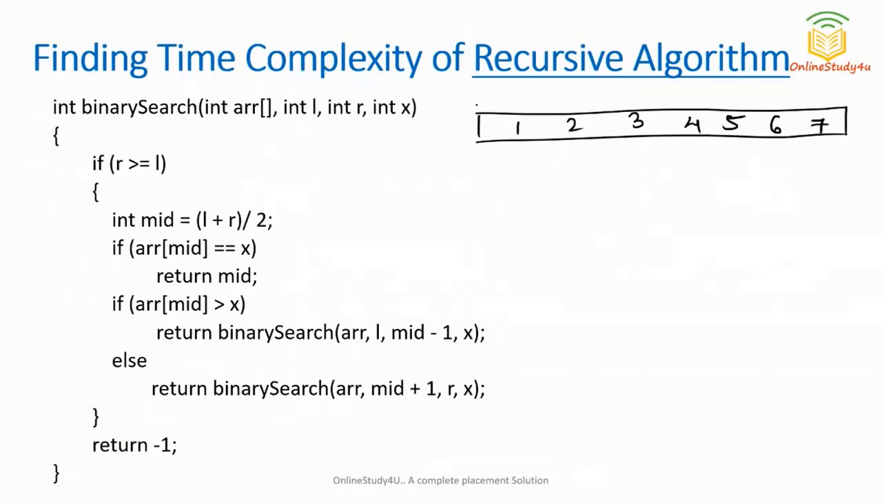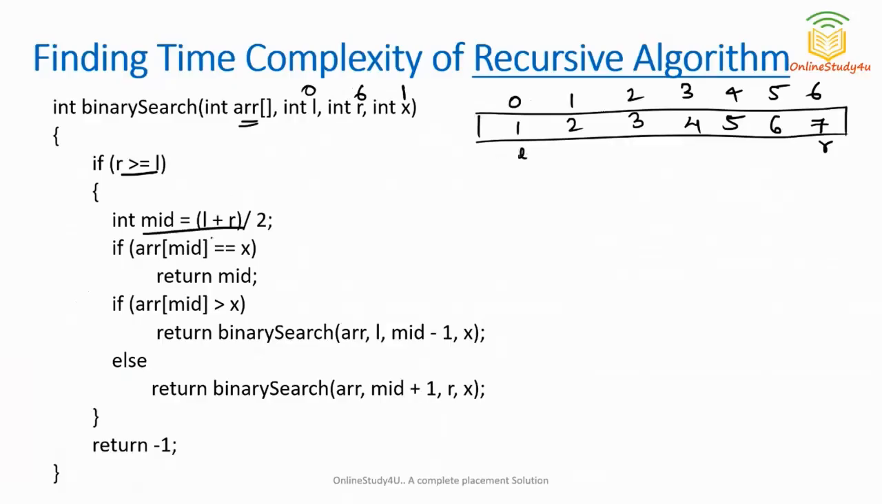So this is the array. These are the indexes 0, 1, 2, 3, 4, 5, 6. Suppose we want to search for the element 1. So x is 1, left is 0, and right is 6, and this is the array we have here. Now, is right greater than left? Yes, right is 6. This is the right, this is the left. It is greater than 0.